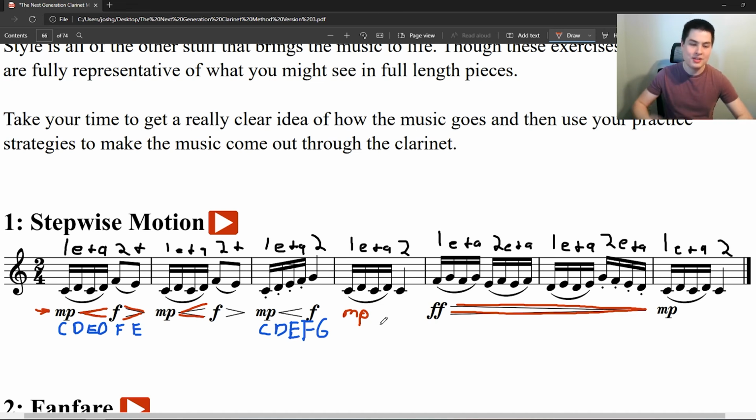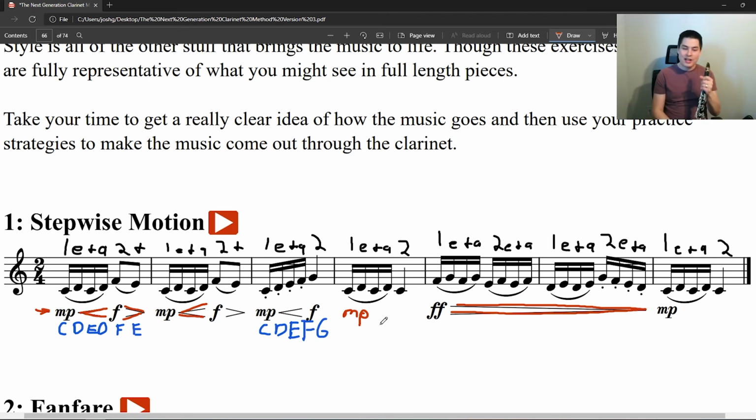1, 2, ready, go. 1 E and a 2 and 1 E and a 2 and 1 E and a 2, 1 E and a 2. 1 E and a 2 E and a 1 E and a 2 E and a 1 E and a 2. So that's how the music goes, and even without an instrument, I think we got a pretty good idea of how it goes.